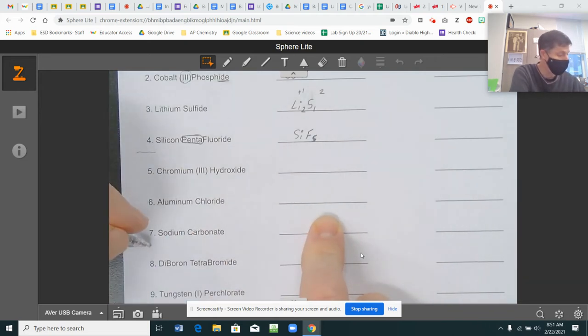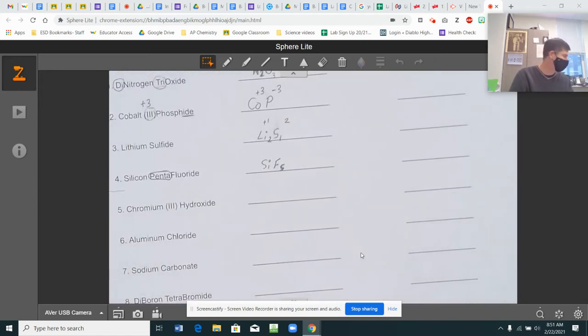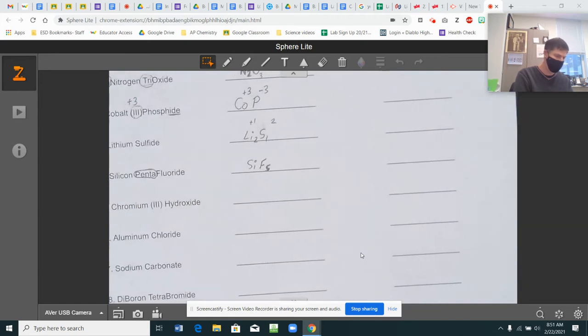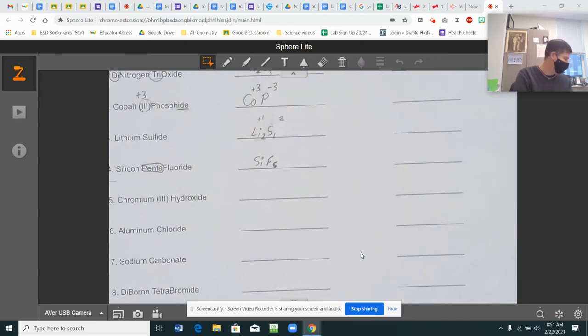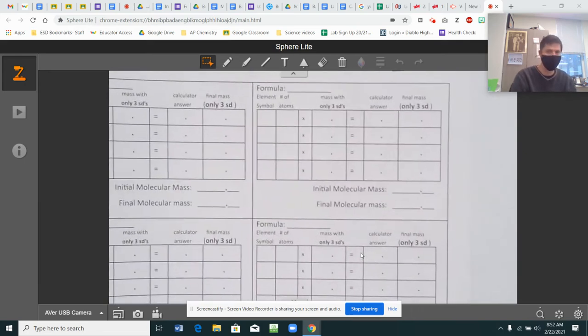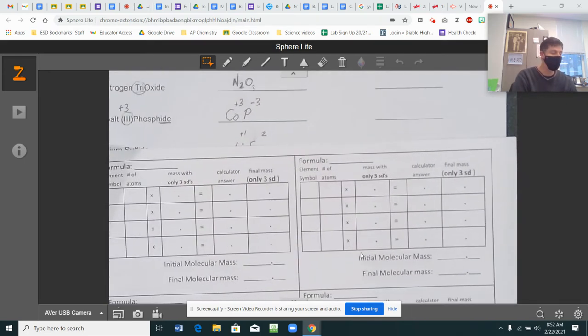Okay, real quick, let's go ahead and do a molecular mass thing. I'm going to show you how to use this document. This document is on the classroom page. Okay, it's under this week's thing. It's also down in resources.